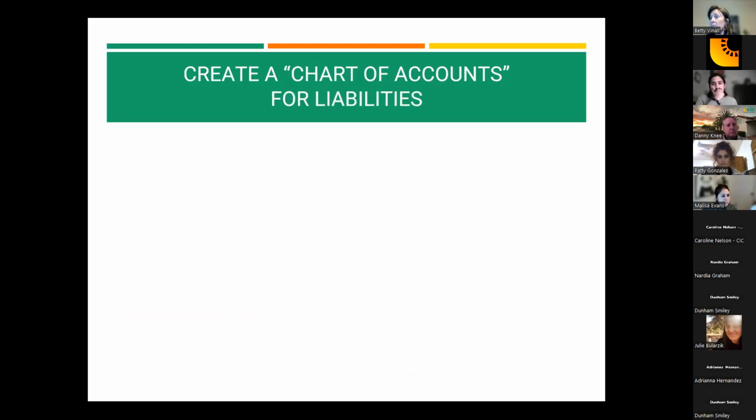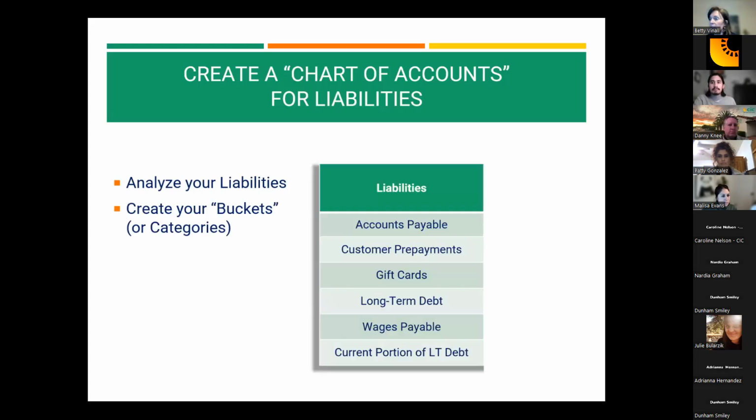Now we can do the same thing for the liabilities. You analyze your liabilities, you create your buckets. We have our buckets here: accounts payable, all the bills that you have that have not been paid, customer prepayments that you're holding until their order is ready, gift cards, long-term debt, wages payable, and current portion of long-term debt. And then, as I said, this is where your credit card would go also.